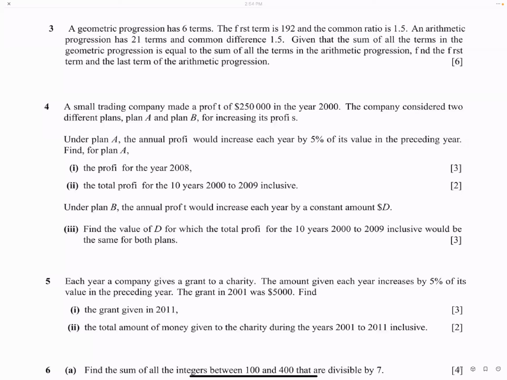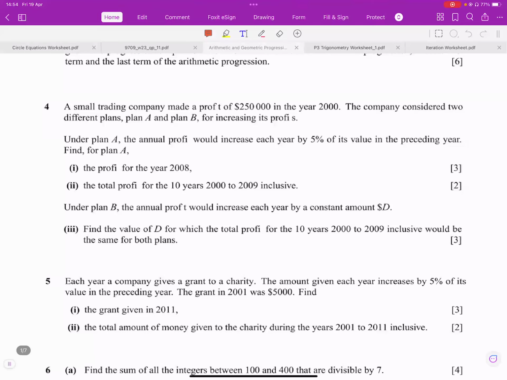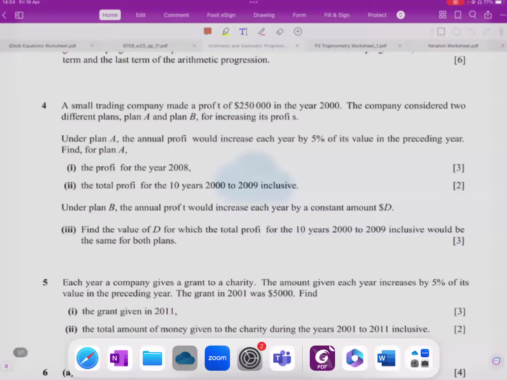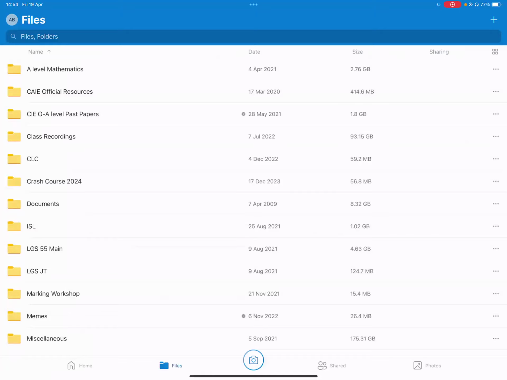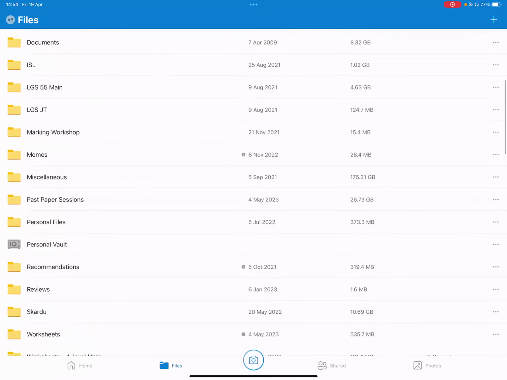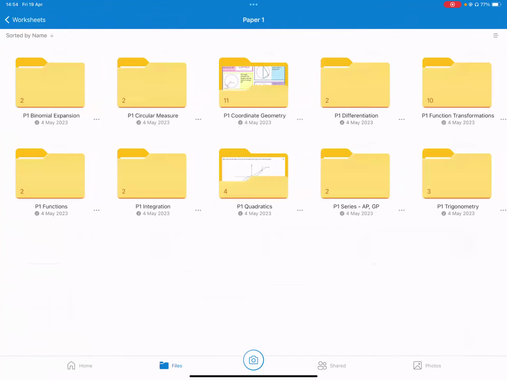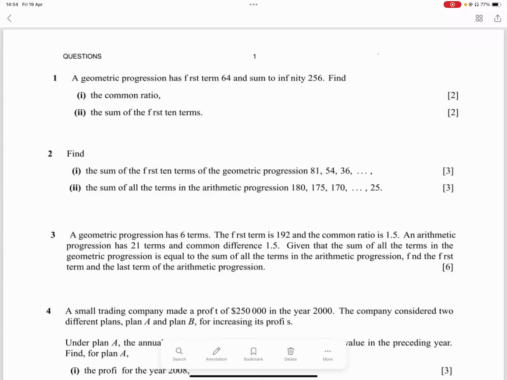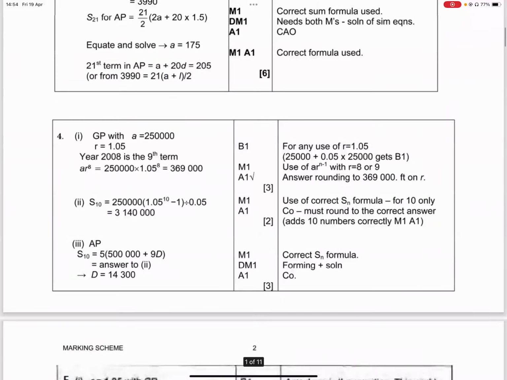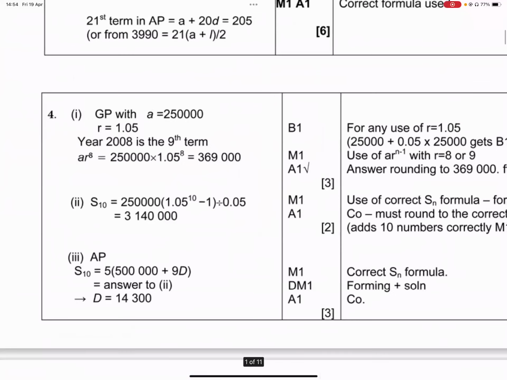So what are you getting? Can you tell me the exact numbers? Sir, I am getting 3 1 double triple 4 7. Okay, just give me a minute. Worksheet P1 AP GP worksheet. No, sorry, marking scheme. Question number 4. Okay, so what are you getting for the first part?